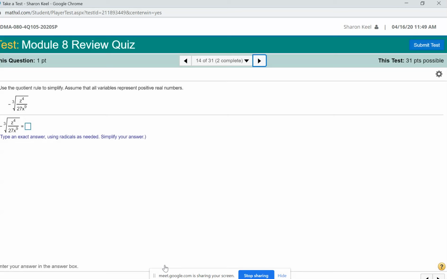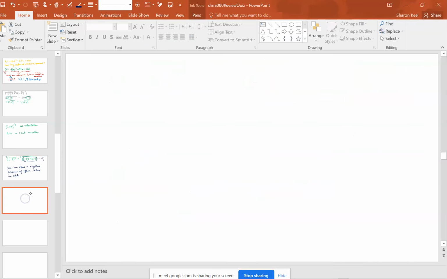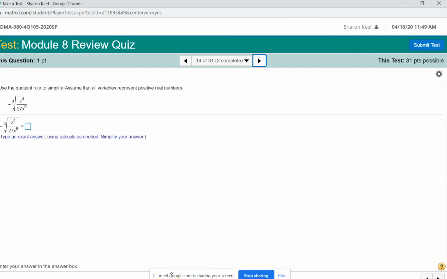Use the quotient rule to simplify. Assume that all variables represent positive real numbers. Okay, so let me copy this down first. We have a z to the fourth over 27x to the ninth.